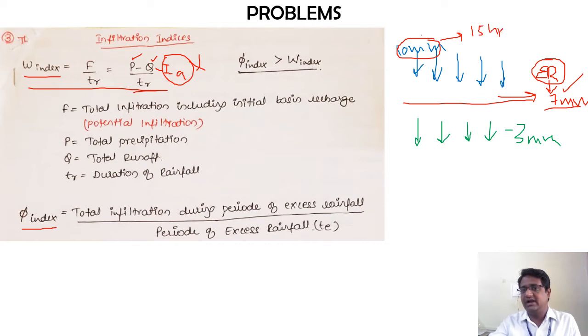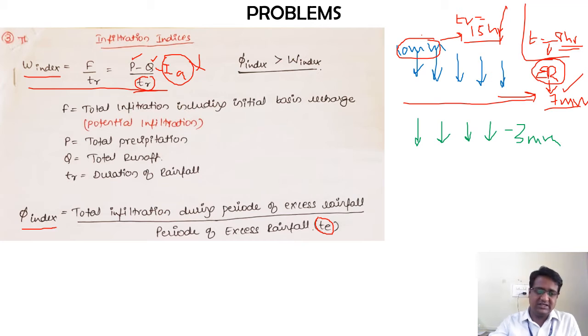Out of that effective rainfall, the runoff has been generated in only 8 hours. So at that point of time your TE value will be 8 hours, and TR value will be 15 hours, right? This is basically the difference with respect to the total duration of rainfall and the period of excess rainfall. So with this small introduction, let us go for the first problem that we are going to solve.